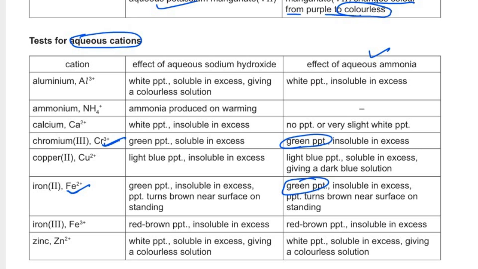Now we can see here that the green precipitates are insoluble in excess of ammonia, but if we talk about the aqueous sodium hydroxide, and if we add sodium hydroxide dropwise, we get green precipitates for chromium 3+ ions, but it is soluble in excess sodium hydroxide, but Fe2+ is insoluble in excess of sodium hydroxide. Also the precipitate turns brown near the surface on standing. So this is how we can distinguish the two ions, by adding excess of sodium hydroxide, that is for chromium the green precipitate is soluble in excess.